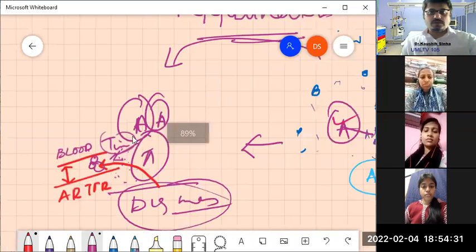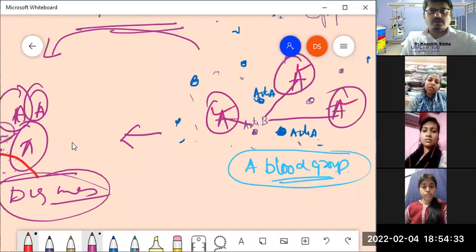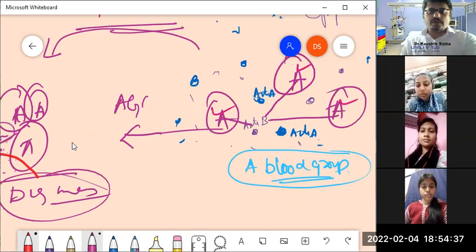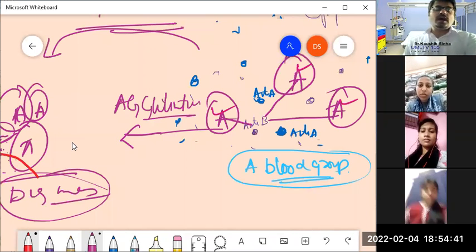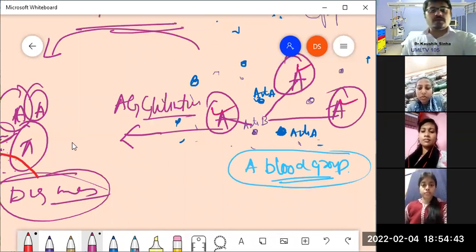This one. This phenomenon is known as what? I have written it somewhere, but I cannot see it anymore. Anyways, I have written it again. Agglutination. Is the concept clear? The agglutination is causing the obstruction, and the obstruction is causing the tissue death.